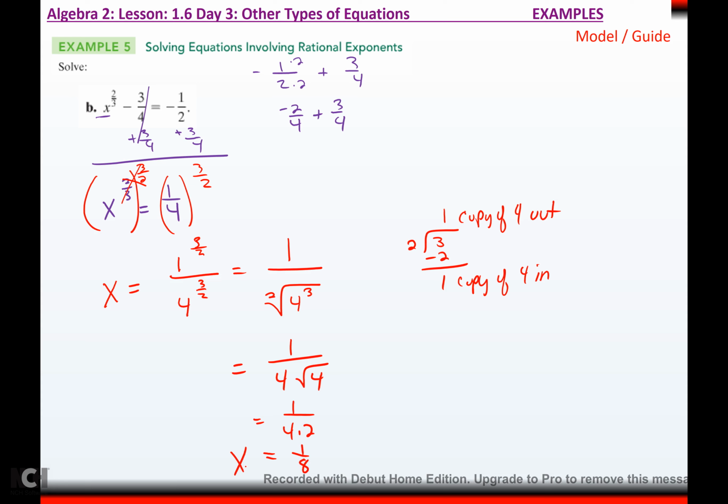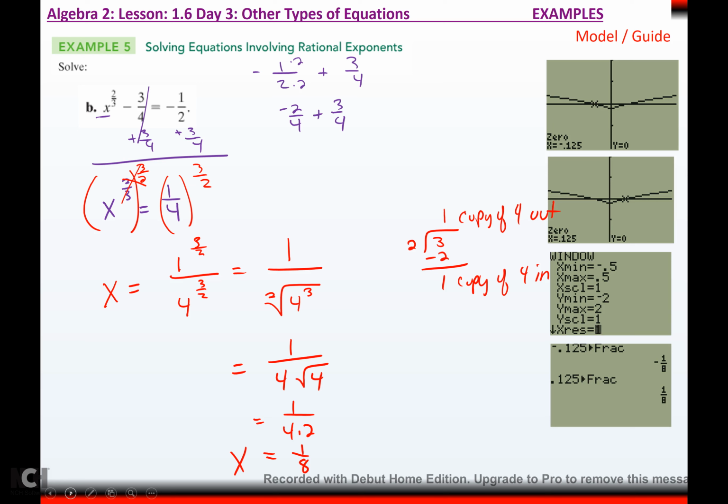And this one you actually could, if you typed parentheses 1 divided by 4 parentheses caret parentheses 3 divided by 2 parentheses and hit enter and then hit math enter, it would have given you 1/8. Alright, and you can see there it's crossed. The top was even, so this has to be plus or minus. And you can see on the graph it crosses at positive 1/8 and at negative 1/8. Okay?